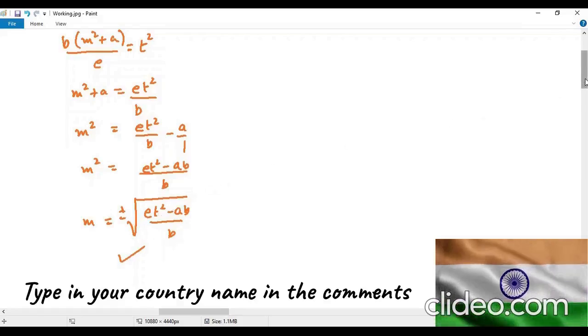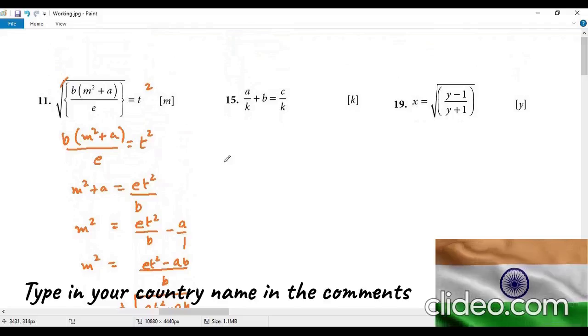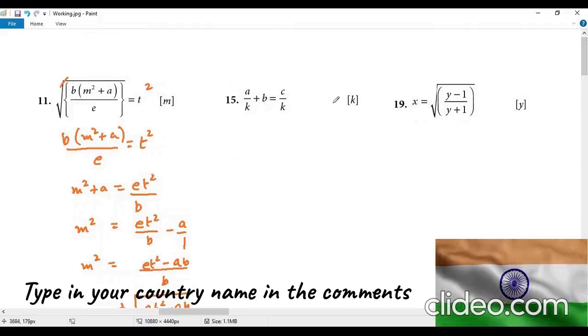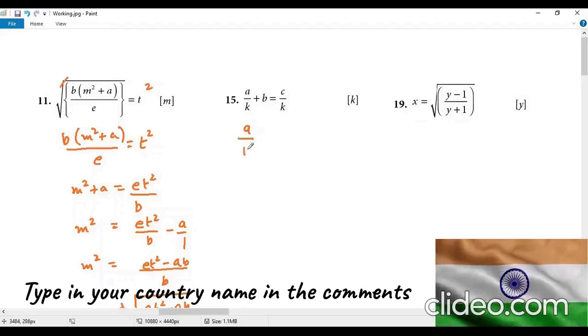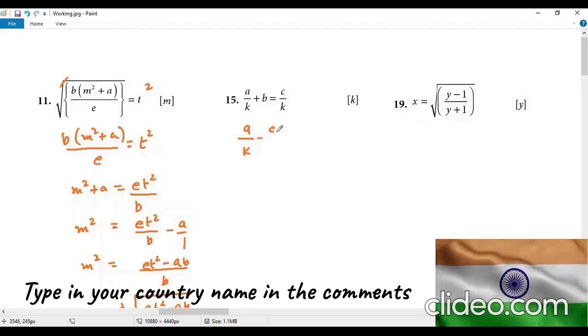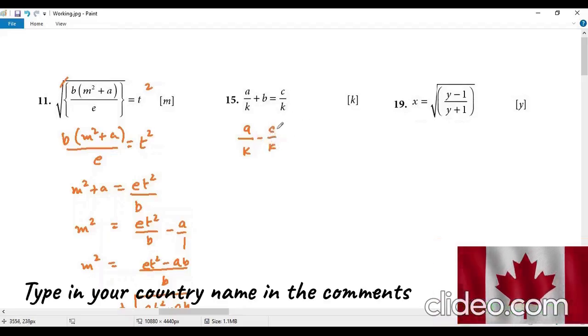Now when it comes to the next question, it is having a plus b, and k has to be made a subject. That means what I will do is I will bring this c over k on this side and make it negative. This is going to be negative b.